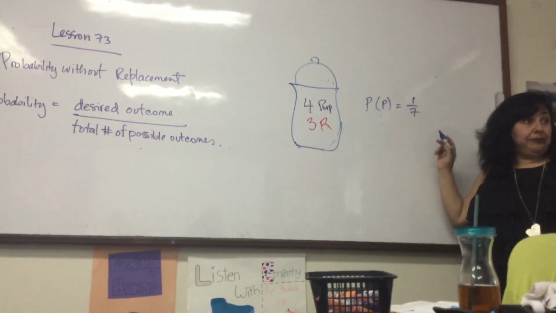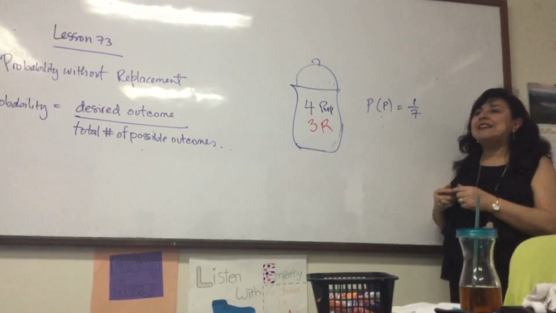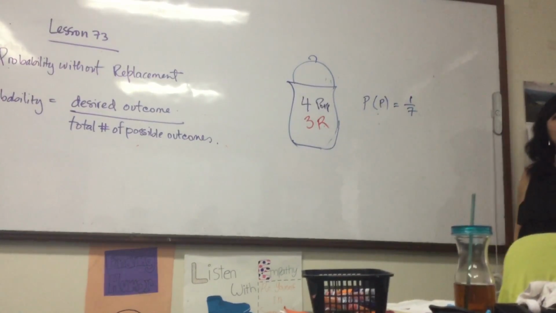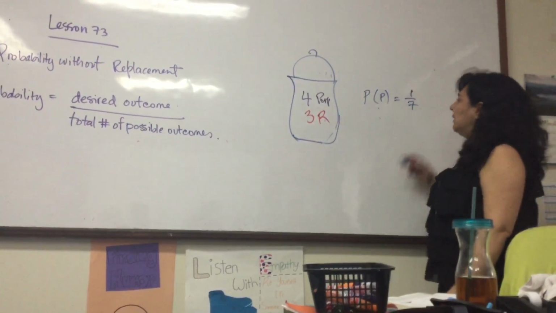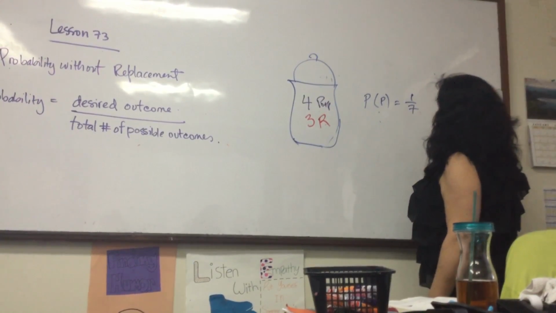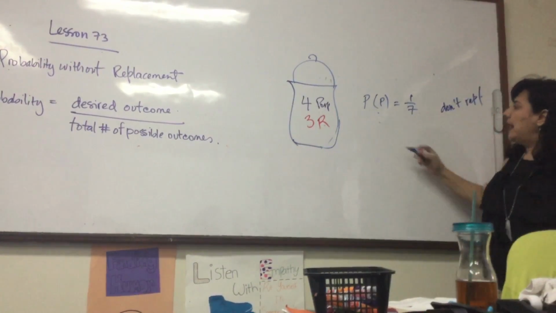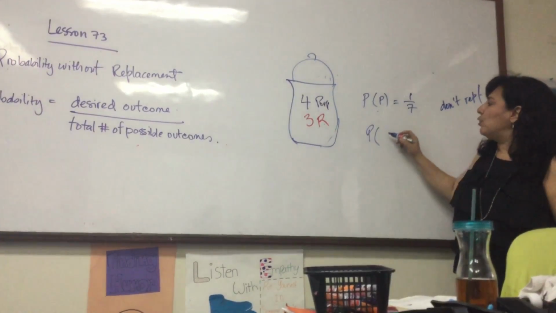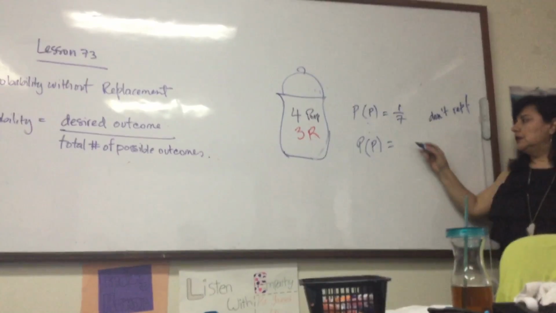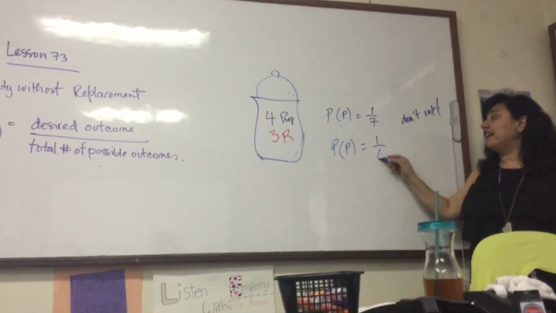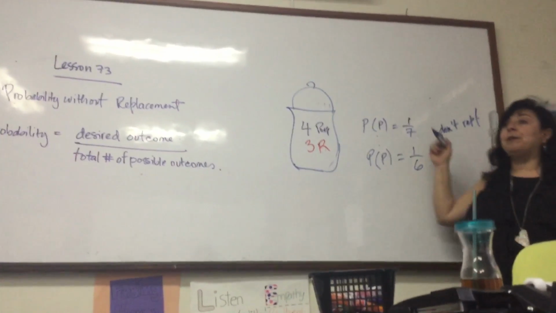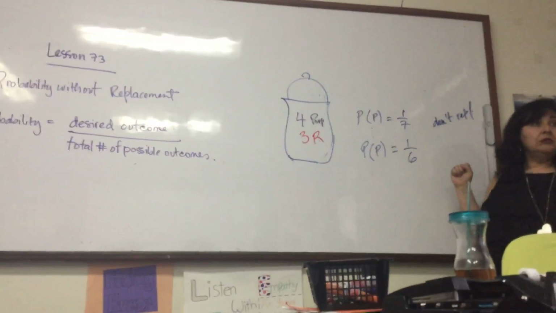That part's clear, right? What happens if I don't put that back? You take 1. I keep the purple marble. So it's 1 over 6. Don't replace it. What is the probability I am going to pull out a purple marble? 1 over 6, because you don't put it back. I didn't put the purple one I took out back.